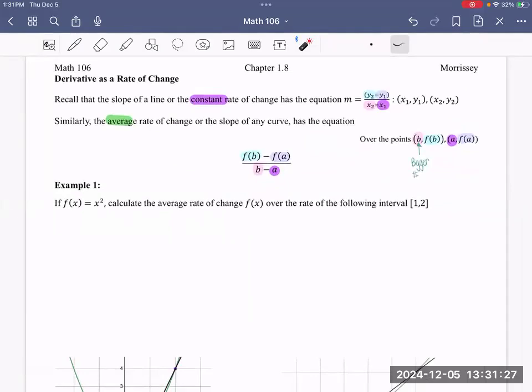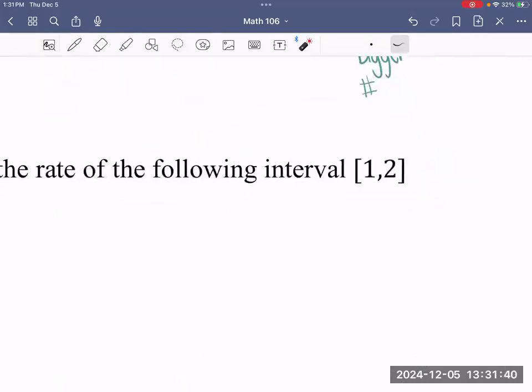So when it says example 1, if f of x is equal to x squared, calculate the average rate of change of x over the following intervals, between 1 and 2. These are your x values, right? Now, which x value is the bigger of the two? That would be this one. So 2 is b, and 1 is a.